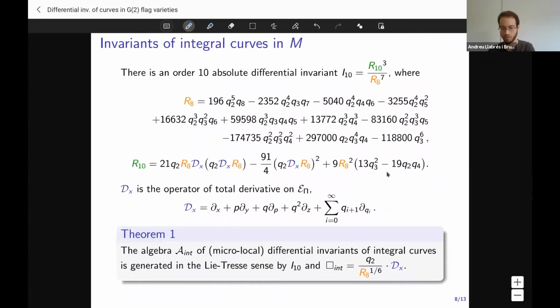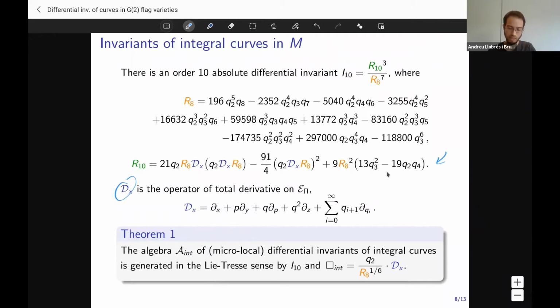Now we compute the actual invariants, first for integral curves, and then we will go to generic curves. So the first invariant is of order 10. We will denote it by I10, and it's given as a ratio of relative invariants, R10 and R8, to the corresponding powers, and has this expression. So R10 is a really big expression. This is computed directly with PDSolve in Maple, but then we can massage it a bit to get this shorter expression in terms of R8, involving the total derivative operator D_x restricted to the equations for pi.